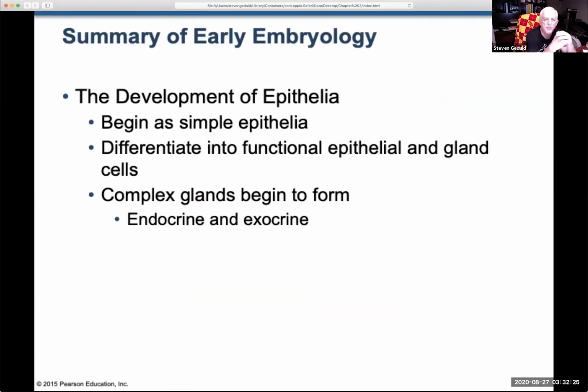Okay, development of epithelium. So you begin as simple epithelia, one layer. Everything begins that way. You form one layer first. It differentiates into functional epithelium and gland cells. Complex glands begin to form, endocrine and exocrine. Everybody remember the difference. What's endocrine? Releases it where? Inside the body. Perfect. Inside the body. Blood vessels, lymph vessels. Exocrine releases where? Outside the body. Like sweat. Outside the body. Perfect. Yep, sweat. Exactly right.